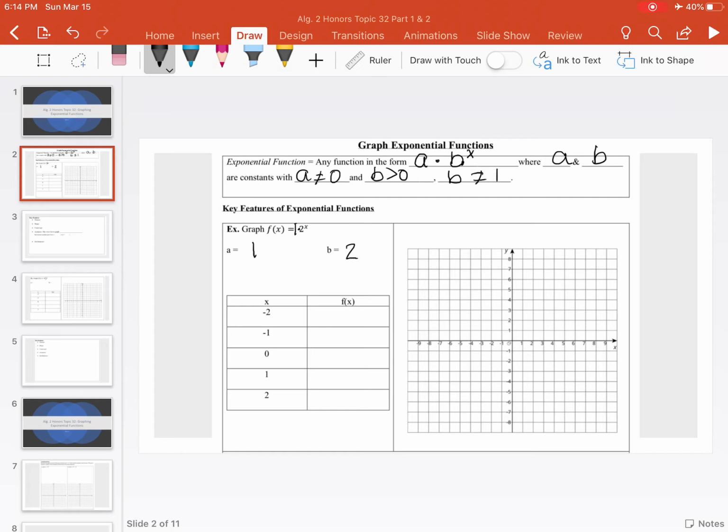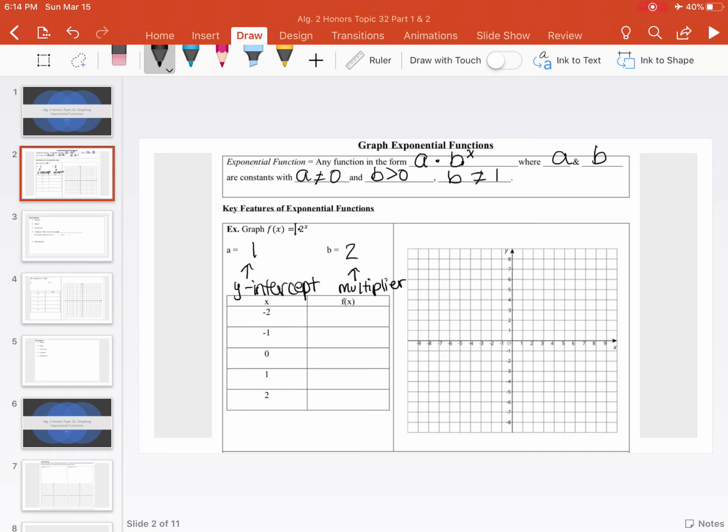Now our a is called the y-intercept. So whatever number we have here, when we plug in 0 for our x, that entire b to the x will just reduce to 1. So we're left with our a value, also known as our y-intercept. Our b is called our multiplier. That's kind of our constant that's going to continue throughout this entire function.